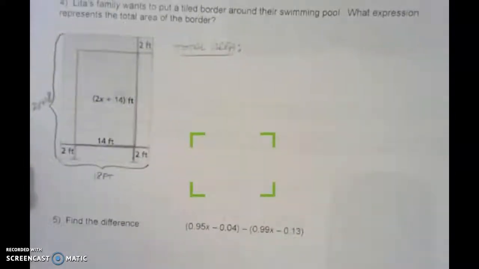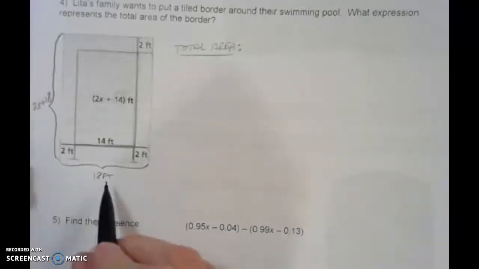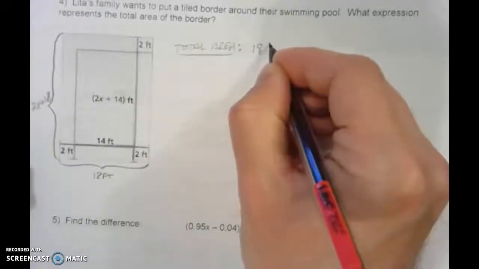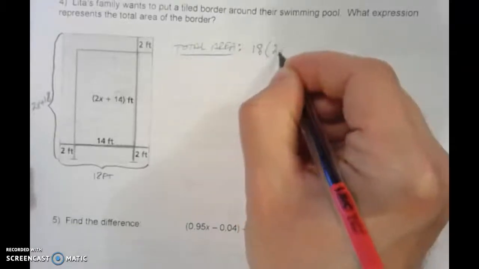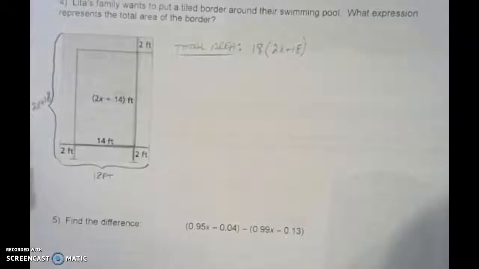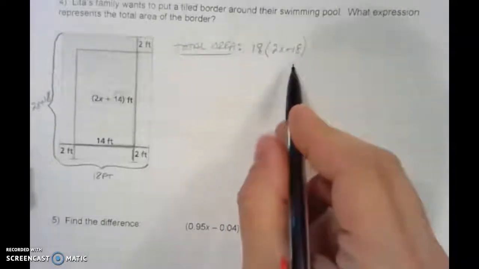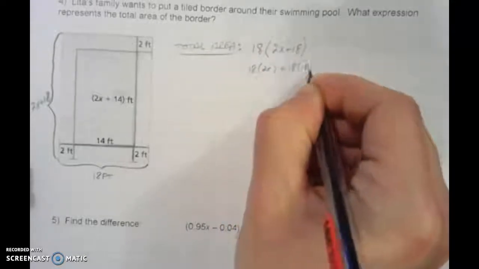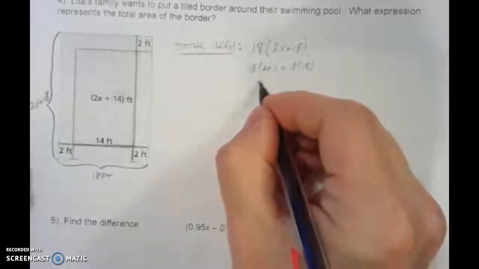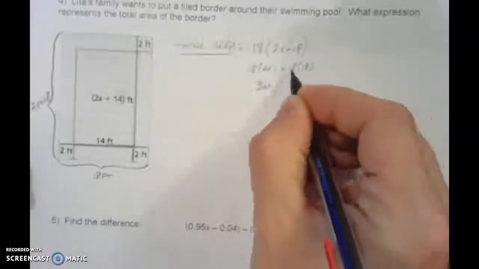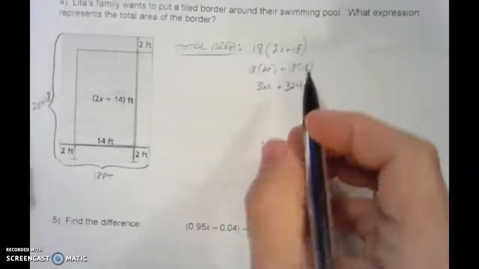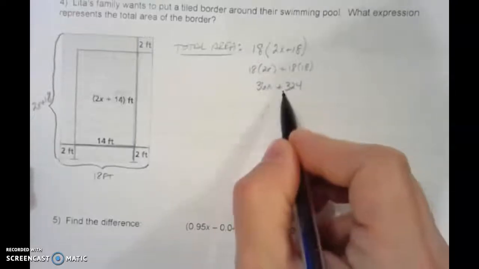Now what we want to do is figure out what the total area is going to be. So I'm going to have to multiply those values together. Let's take the length, which was 18, and multiply that by the entire width. I'm going to put the entire width in parentheses, which is 2x plus 18. In order to figure out what this is going to be, I'm going to use the distributive property. 18 times 2x plus 18 times 18. 18 times 2x is 36x, and 18 times 18 is 324. So the total area of the pool and the border is 36x plus 324.